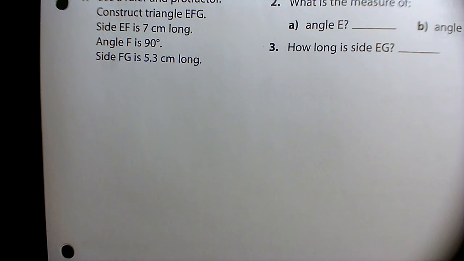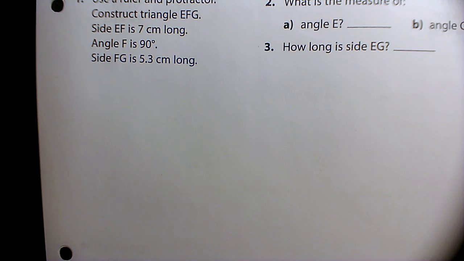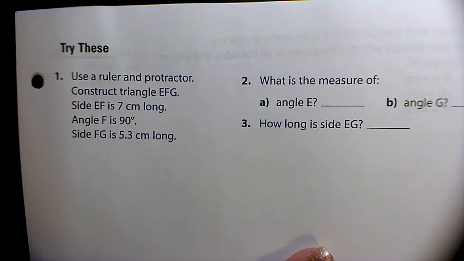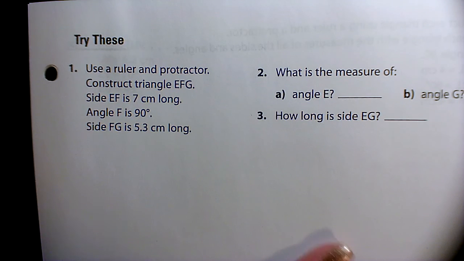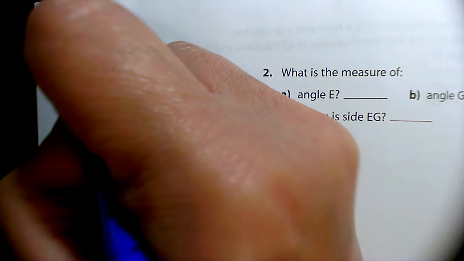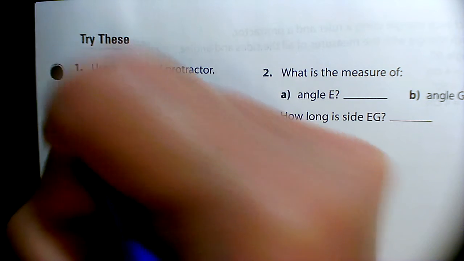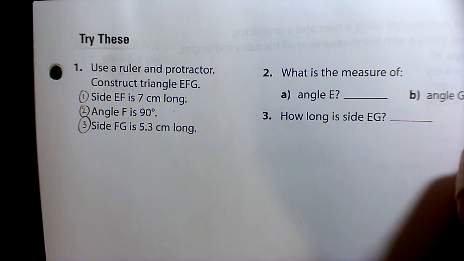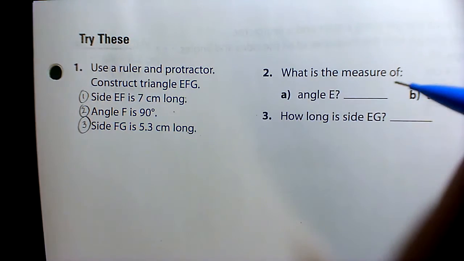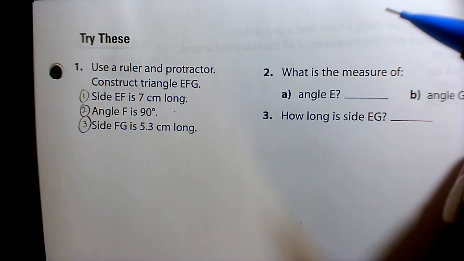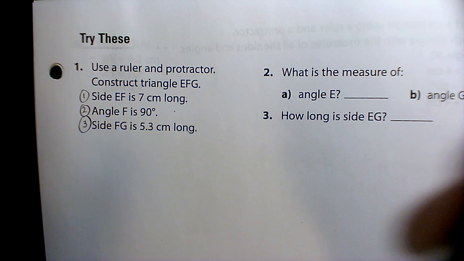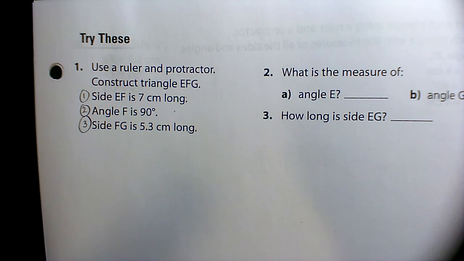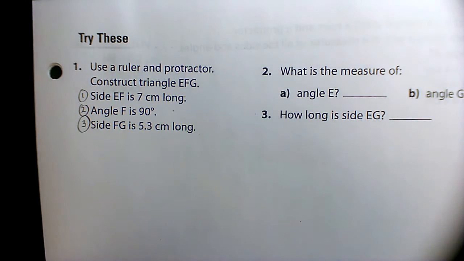This one here says use a ruler and a protractor, construct triangle EFG. So, oh, there we are. EFG. And then they give me 3 pieces of information again. 1, 2, 3. They give me a side, an angle, and a side. Seems correct? I'm going to go in the order they present them, because our order is always side, angle, and then whatever's left over. Side, angle, whatever's left over. All right? So I'm going to go in the order they have it there.